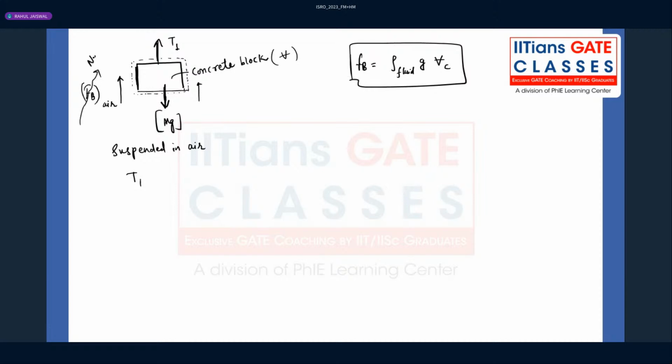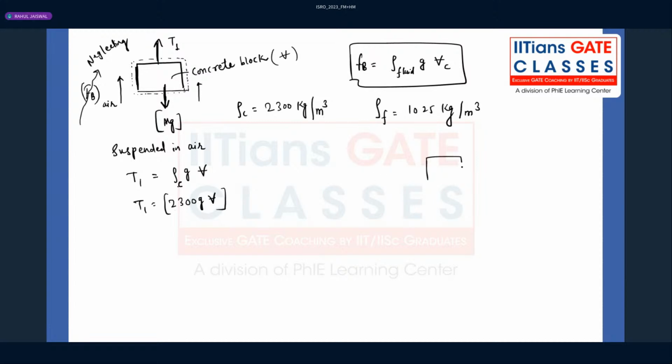What we are doing is neglecting it. So T1 can be written as rho g V, with rho of the concrete block given as 2300 kilogram per meter cube. And the density of the fluid, the liquid, is 1025 kilogram per meter cube. Now when you calculate T1, rho of concrete will be 2300 g into V.